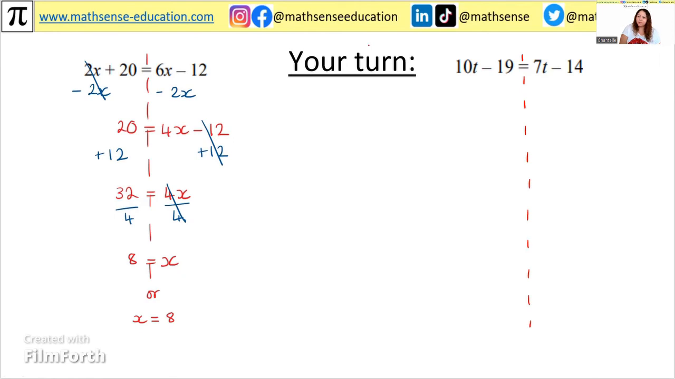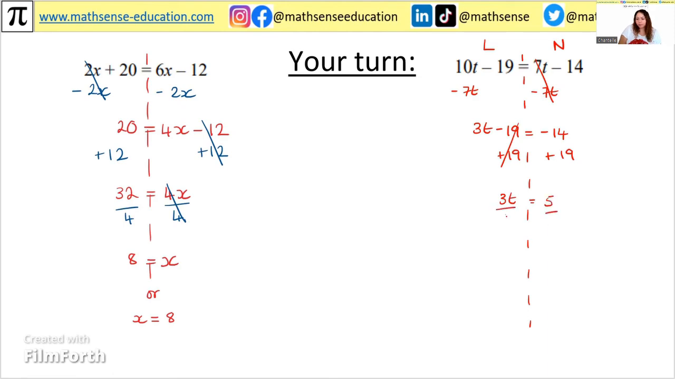Okay, so just to go through this quickly, hopefully you would have established that the letters are going to be in this column and the numbers in this one because 10 is greater than 7. So you're going to subtract 7t from both sides of the equation and you're left with 3t minus 19 equals minus 14 over here. Then we're going to add 19 to both sides of the equation in order to get the numbers on one side. And I have 3t equals 5.